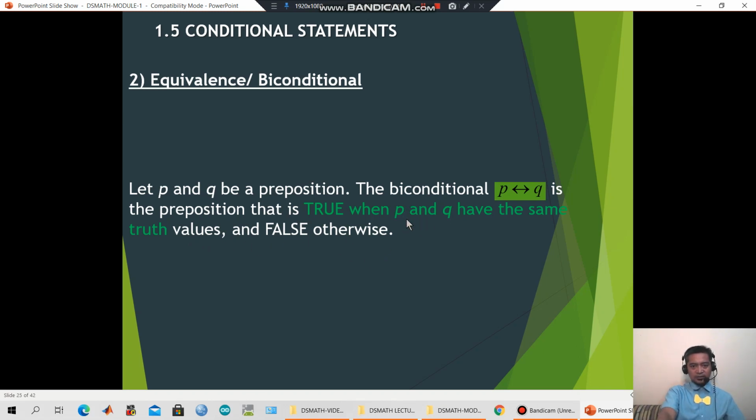So, ibig sabihin, kahit pagbaliktarin ko yung P implies Q and Q implies P, valid pa rin. Kumbaga. And it is actually expressed as P if and only if Q. Yan. P if and only if Q. Para bang vice versa. P if and only if Q, vice versa. Q if and only if P. Yan.